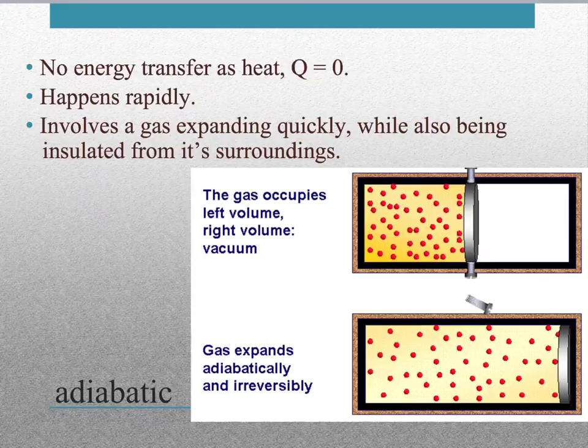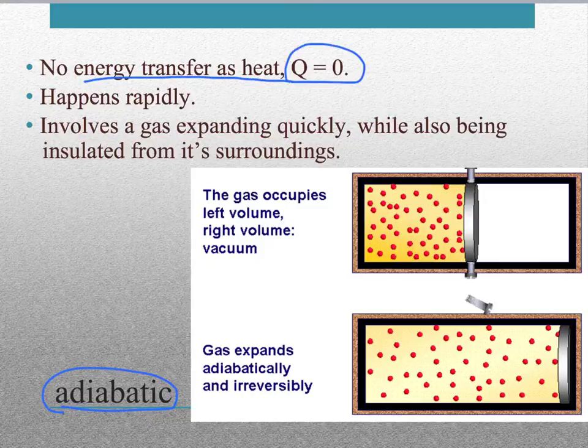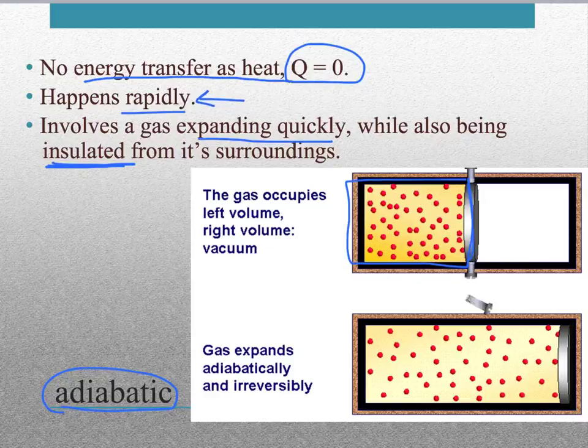So our last one then is adiabatic. Adiabatic is when we have no energy transfer as heat. So our Q equals 0 this time. In order for this to happen, unlike isothermal, this needs to happen rapidly, or very quickly. So a gas needs to expand quickly, and it needs to be insulated from its surroundings so that Q can't cross the barrier. A good example of this would be if we had some gas here in some volume, all hanging out there at a higher temperature.